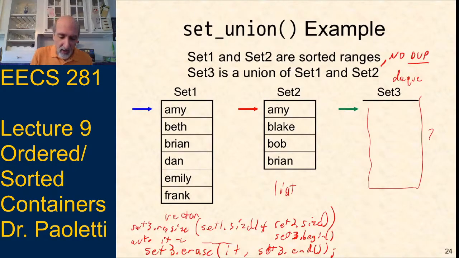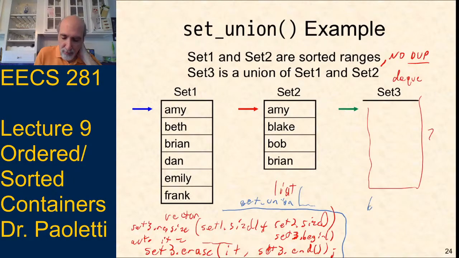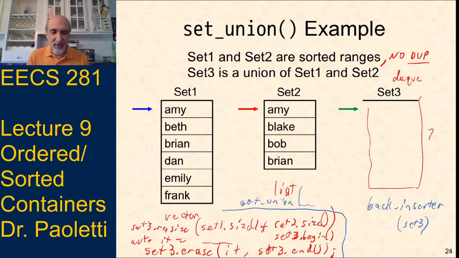I'm going to change colors here. Other way to do it. When I do the set union of blah, blah, for where to put the results, I would say back underscore inserter, parentheses set 3. Then we'd have our functor, and then the end of the set union. And we don't even remember the iterator.